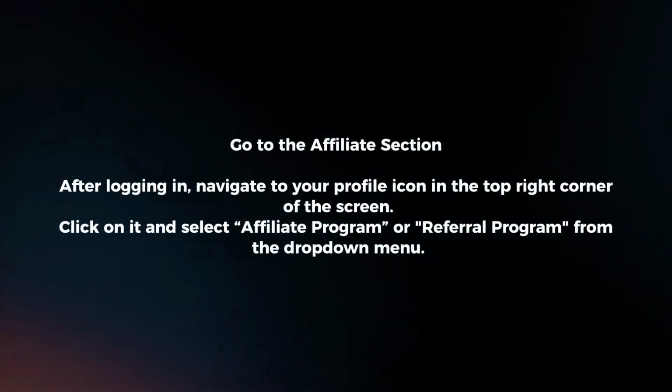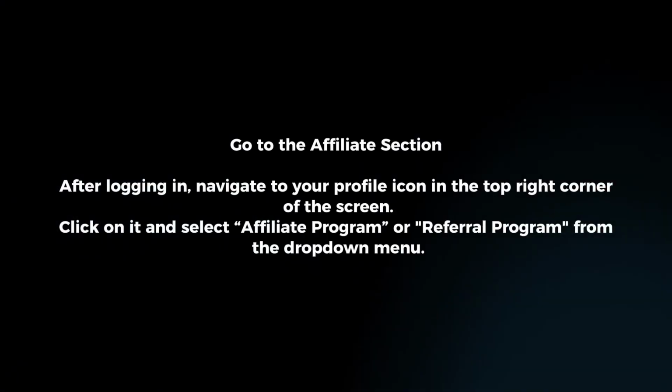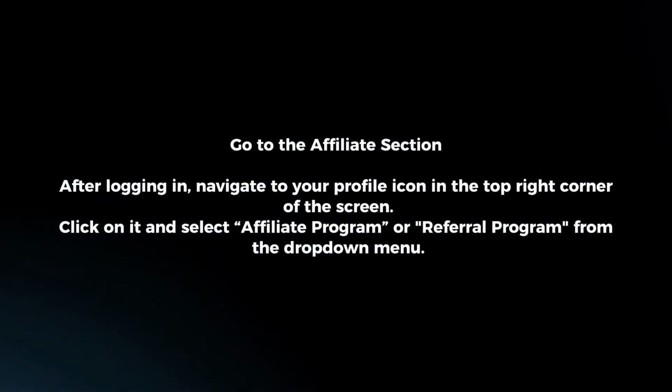Go to the affiliate section. After logging in, navigate to your profile icon in the top right corner of the screen. Click on it and select Affiliate Program or Referral Program from the drop-down menu.